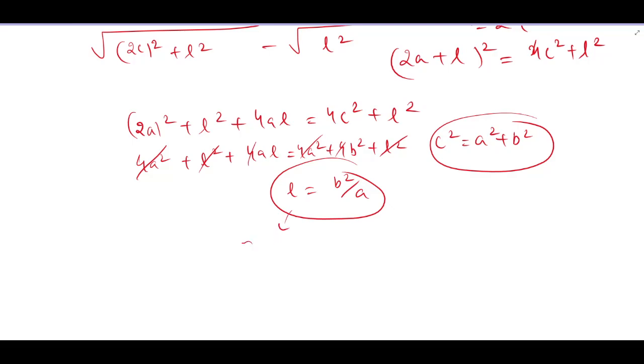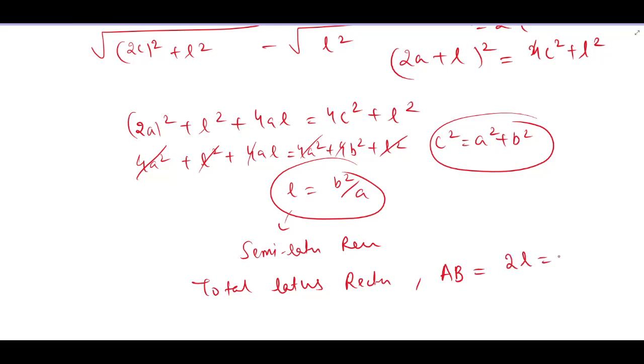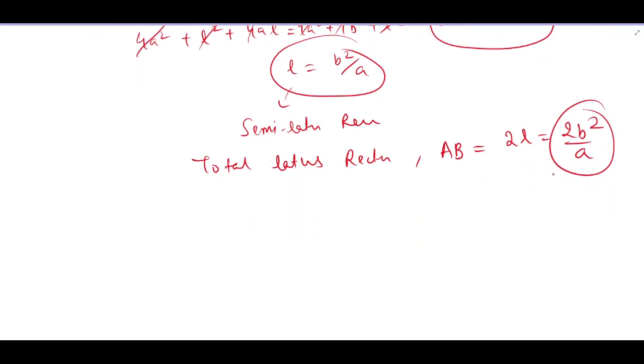But this is a semi-latus rectum. So total latus rectum will be the total length of AB, that is 2L is equal to 2B square by A. So this is the latus rectum for hyperbola.